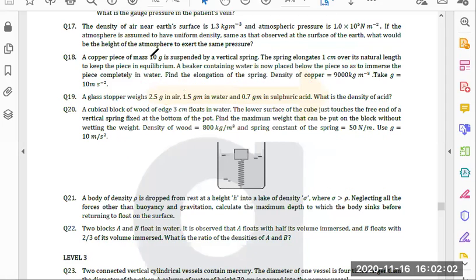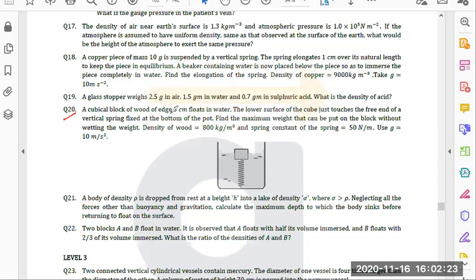Okay, very good. Now, till question 19 we have discussed. Now, question number 20. Think about it. This figure is given. So let's try to find the free body diagram. Now read the problem first.